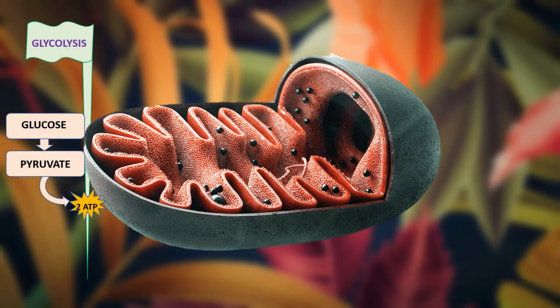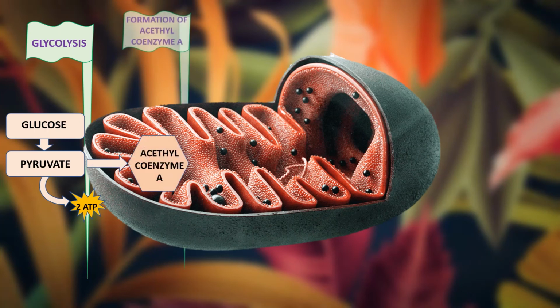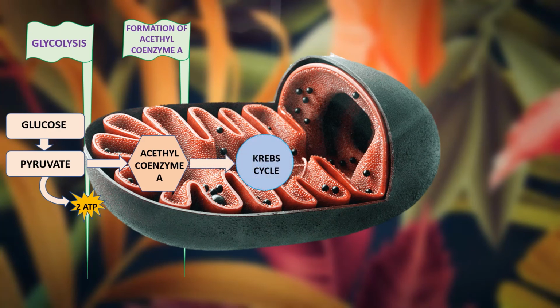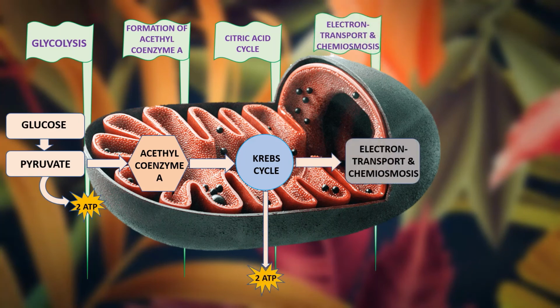After glycolysis occurs in the cytosol and pyruvic acid is attached to coenzyme A, there are two major parts. The Krebs cycle, also known as the citric acid cycle, and the electron transport chain, which is paired with chemiosmosis. This last step is where oxygen is used. During the Krebs cycle, 2 ATP and the gas carbon dioxide are produced. The carbon dioxide will eventually diffuse out of the cell. This is why we breathe out carbon dioxide.